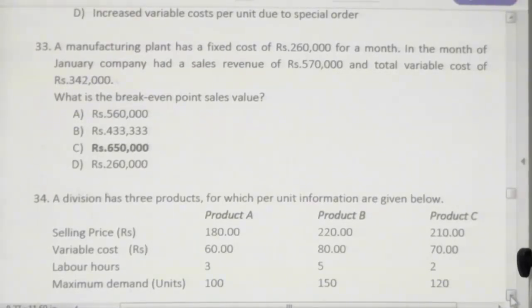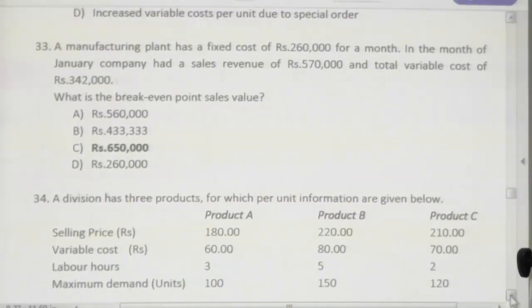To calculate easily, we have 2 methods. Number 1, calculate the break-even quantity, then multiply it by the sales price. But in this question, they have not provided the sales price or the quantity. Therefore, we have to use an alternative method. That is, you can divide your fixed cost by the CS ratio, the contribution to sales ratio. Once you divide your fixed cost by the CS ratio, you get the break-even point sales value.